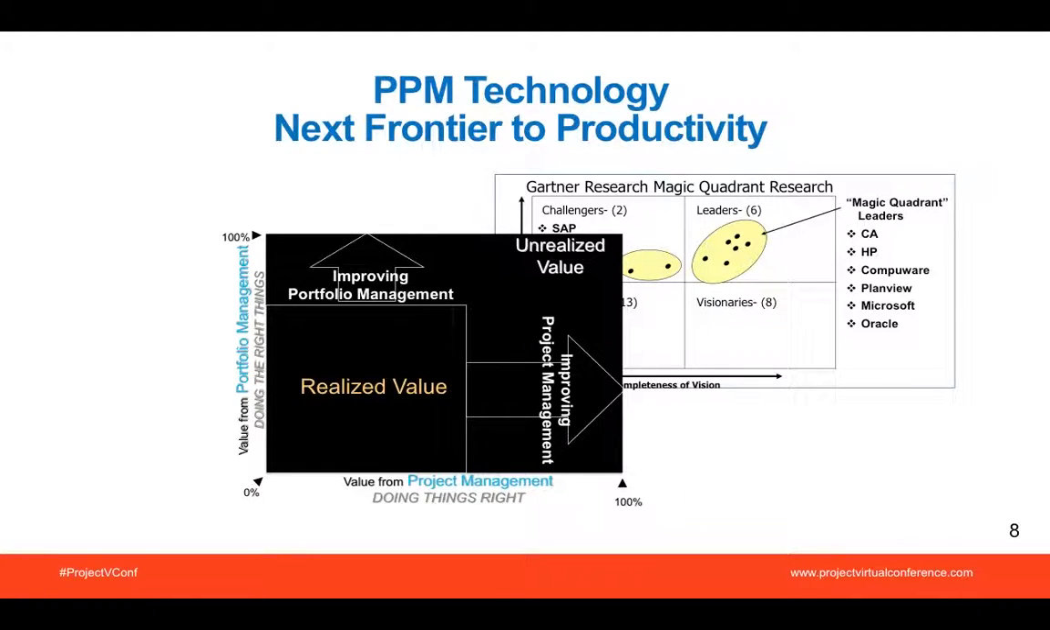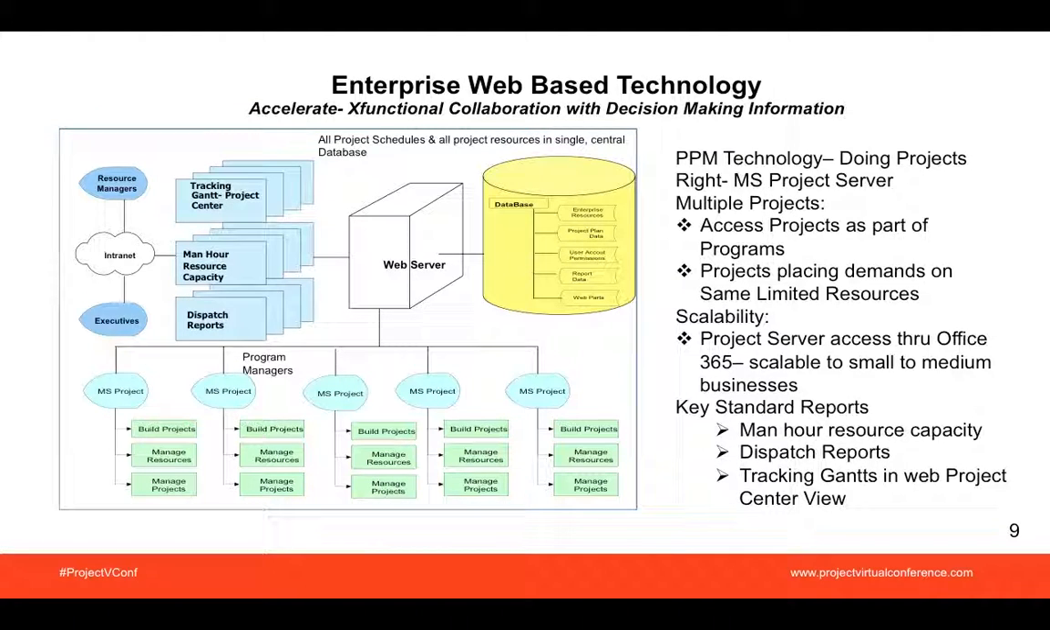Now, what does project portfolio management technology for doing projects right look like? This is shown on the next slide. You'll see on the bottom half there are multiple projects with Microsoft Project, or some people call it standalone. This includes scheduling, resources, and costs if necessary in a standalone environment. The top half shows an enterprise version, which is the Microsoft Project Server, which is Windows Server, Project Server, an SQL database, and a Project Web application.